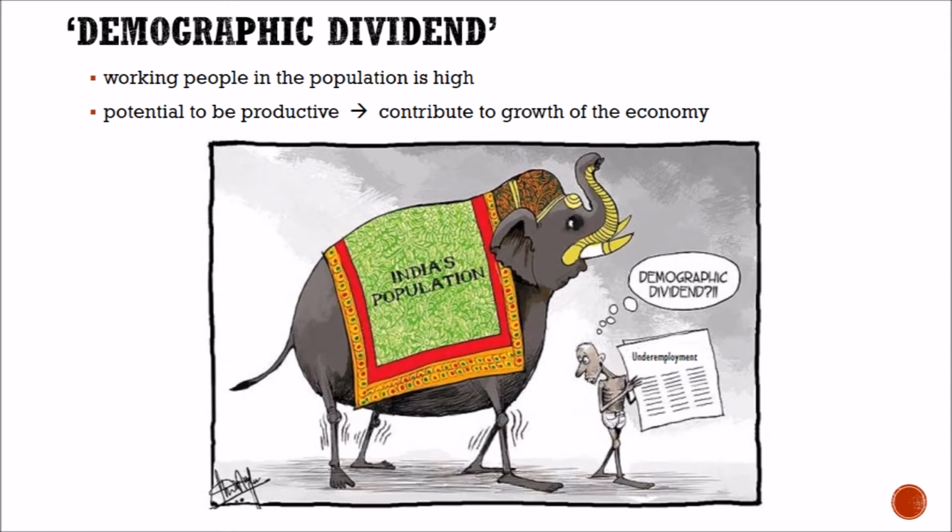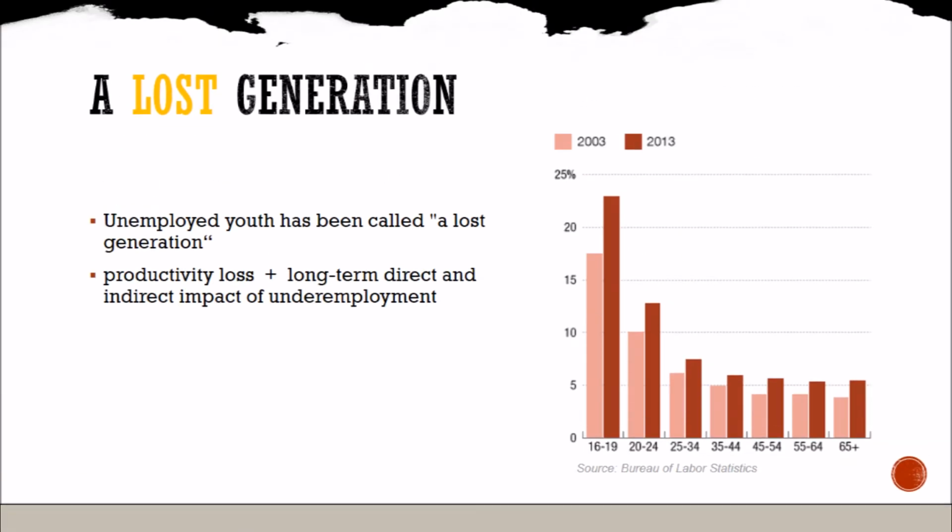Underemployment leads to a condition called demographic dividend. Demographic dividend occurs when the proportion of working people in the total population is high because this indicates that more people have the potential to be productive and contribute to growth of the economy.